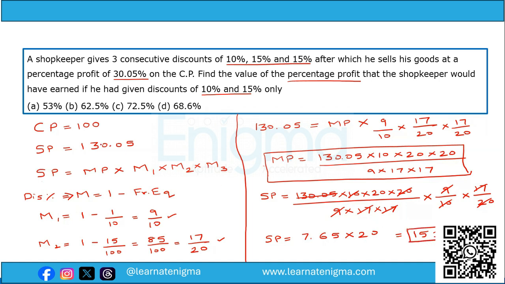Now our cost price is 100 rupees, and selling price is coming out to be 153. That means profit is equal to 53. And because the cost price is 100, the profit percentage will also be equal to 53 itself. So option A will be our answer.